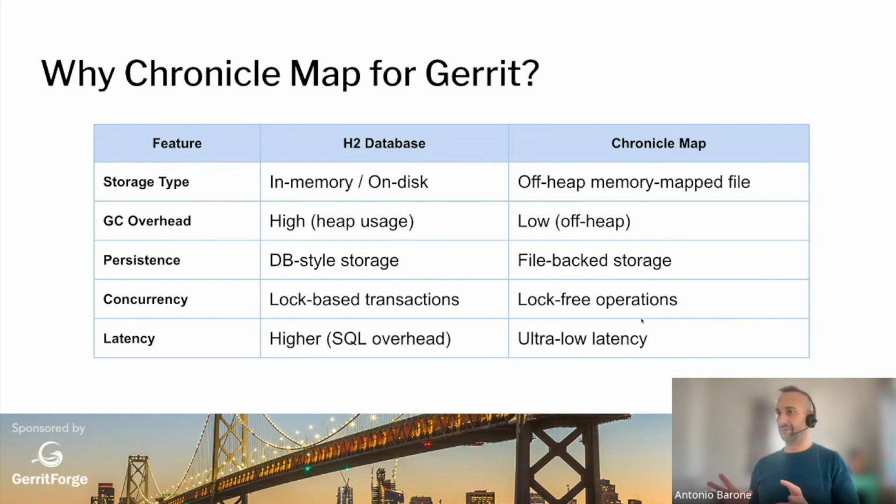But the remaining part holds. So we're still talking about a full SQL database, which comes with the SQL overhead of having to parse queries and execute queries in transactions and so forth. And this is how Chronicle Map achieves the ultra low latency that they promised in their claim.